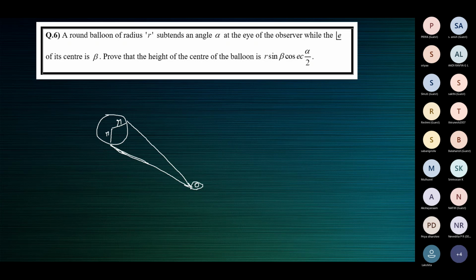So this is how you make the figure. What you see here is a round balloon of radius r. It subtends an angle, meaning it makes an angle alpha at the eye of the observer. So this one is alpha. It's not the angle of elevation. When the observer looks at the balloon, he gets this view of the balloon, and the angle made at his eye is alpha.